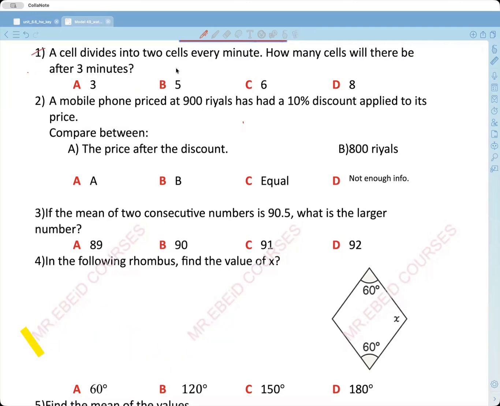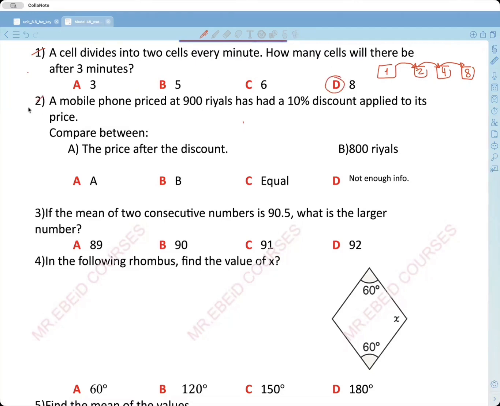Question 1. A cell divides into 2 cells every minute. How many cells will be there after 3 minutes? If you started with the first cell, after the first minute it will be divided into 2, so we have 2 cells. After the second minute, 2 will be 4. After the third minute, 4 will be 8. It will be double. So the answer is D.